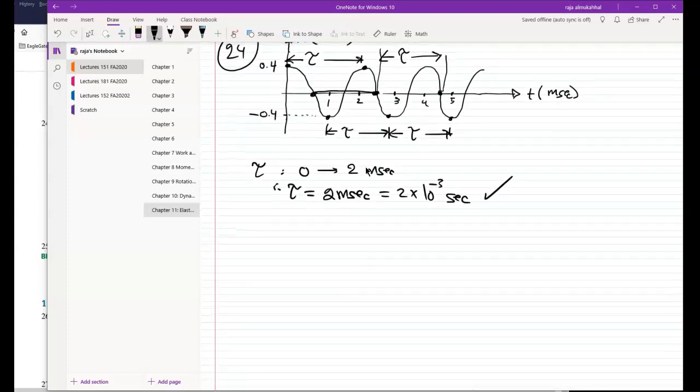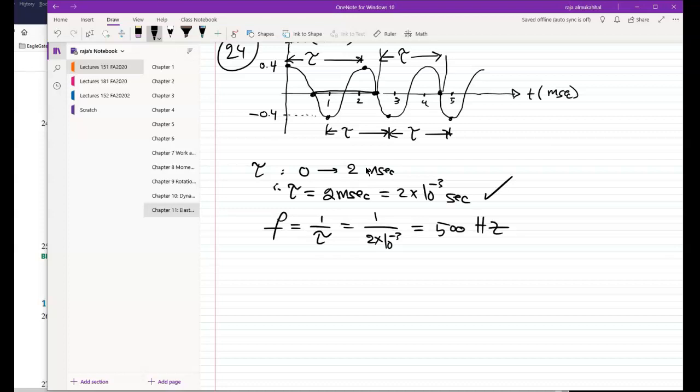Now he said, what's the frequency? Well, frequency is the reciprocal of the period. So just 1 over 2 times 10 to the negative 3. Just work it out, and you'll end up getting 500 hertz. See how easy it is?